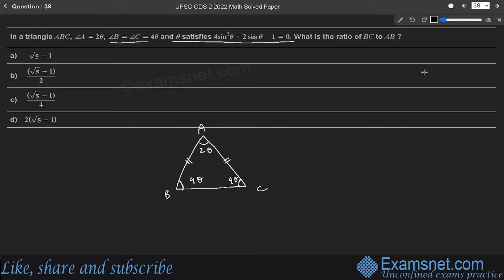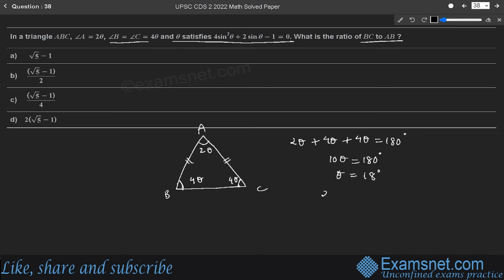Now we have to find the ratio of BC to AB. So firstly, we know that in a triangle, the sum of angles is equal to 180 degrees. So 2 theta plus 4 theta plus 4 theta is equal to 180 degrees. So it is 10 theta is equal to 180 degrees. Theta will be equal to 18 degrees. Now we have got the value for theta.